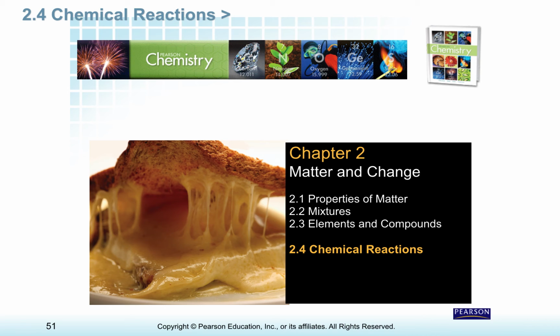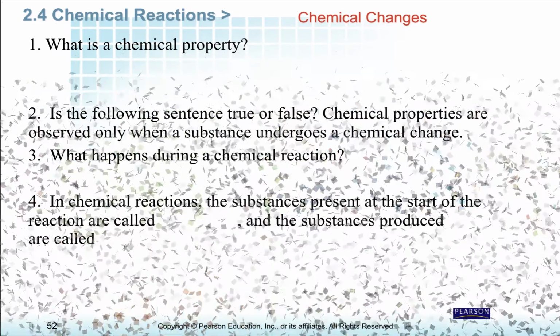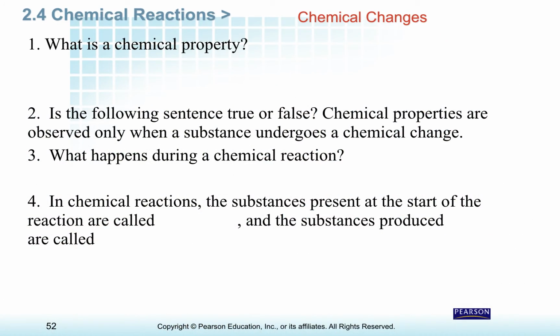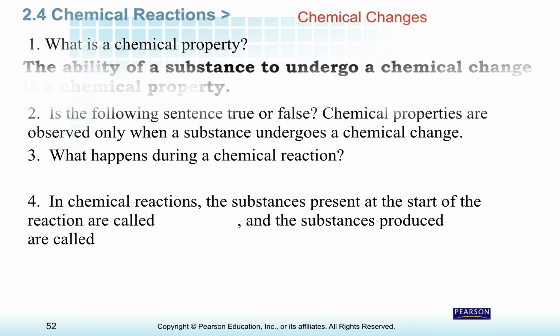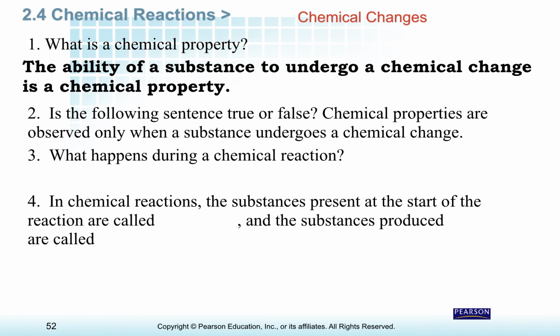Now, the meat and potatoes of chemistry is summarized in this section. What we will be doing for the most part this semester is chemical reactions. We talked about physical changes. A chemical property is the ability of a substance to undergo a chemical change. Chemical properties are observed only when it undergoes a chemical change. Yes, that is definitely true.